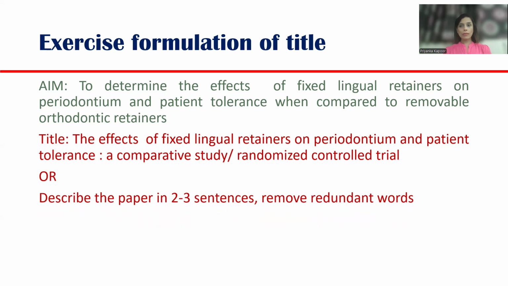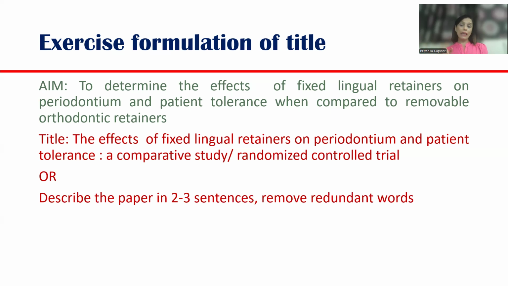So now you know the whole study: you have the results, the discussion, the conclusion. So you can summarize your whole paper in your own words in 2 or 3 lines, and remove all the redundant words. Even when you are abbreviating your aim, you remove the words which are not required, like "to determine the effects of." I've removed "to determine" and just use "the effects of."